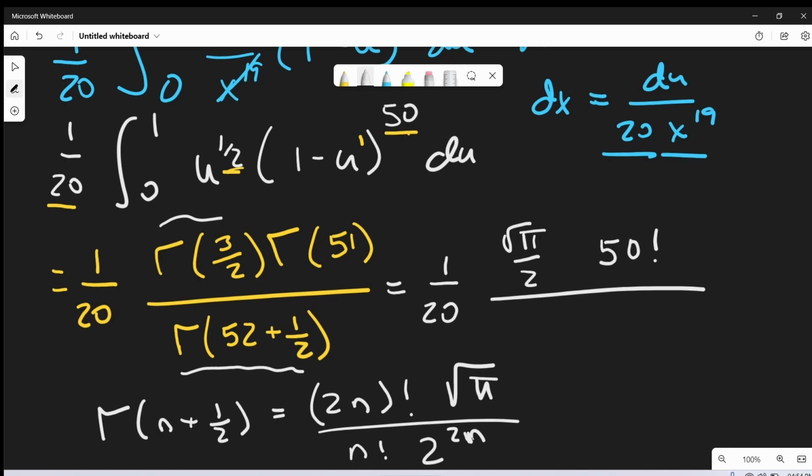So 2n is going to be 104. So we're going to have 104 factorial. We're going to have our square root of pi. And then this stuff in the denominator, I'm going to bring it up into the numerator. So our n value is 52. So we're going to have a 52 factorial, and then 2 to the 2n is going to be, I'm kind of running out of space over there, so I'm going to write it right over here, 2 to the 104.